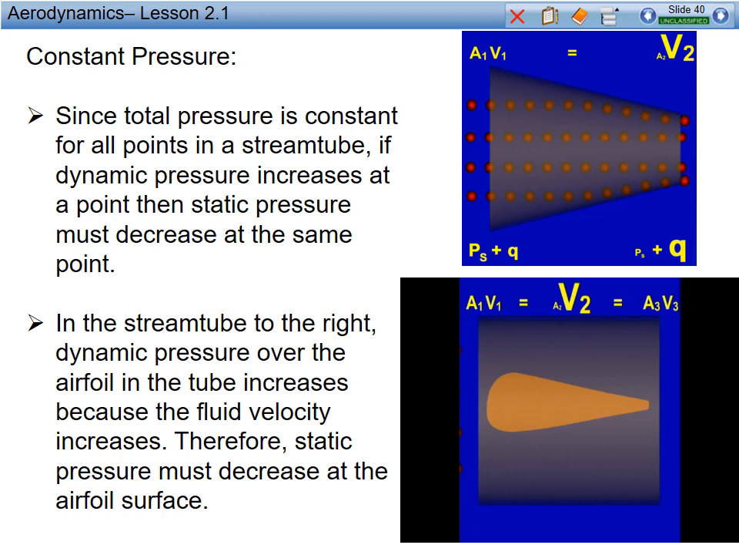Since total pressure is constant for all points in a stream tube, if dynamic pressure increases at a point, then static pressure must decrease at the same point. In the stream tube to the right, dynamic pressure over the airfoil in the tube increases because the fluid velocity increases. Therefore, static pressure must decrease at the airfoil surface.